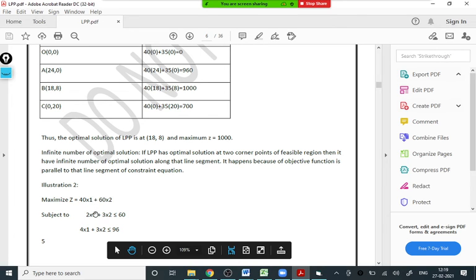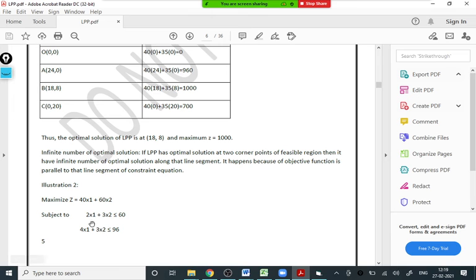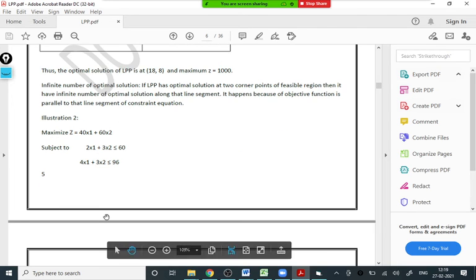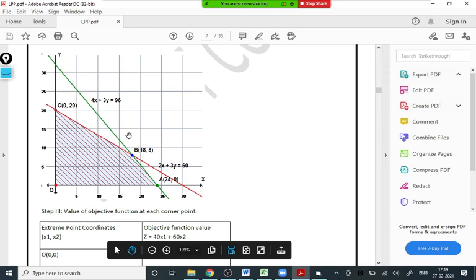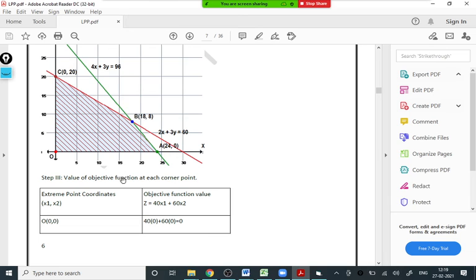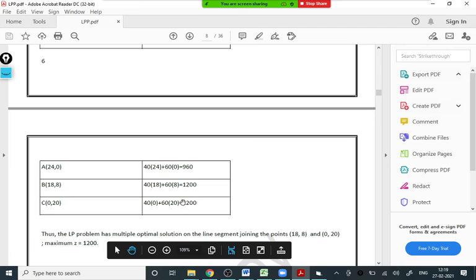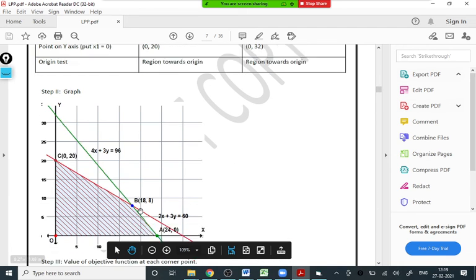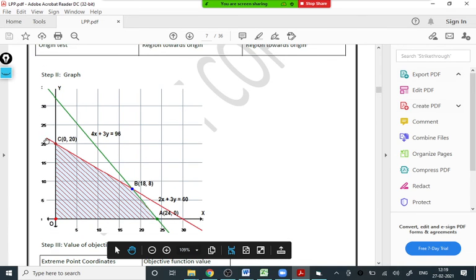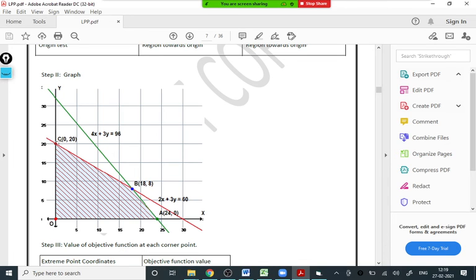Now the objective function and this constraint have the same slope. The constraints are as they were in the previous example, and the feasible region will be the same. But the value of z is coming maximum at two points, 1200 and 1200. So we get a maximum at point B, as well as a maximum at point C. So we say this LPP has infinitely many solutions, and that occurs at all the points on the line segment BC. All the points of the line segment BC give you the maximum value of z.